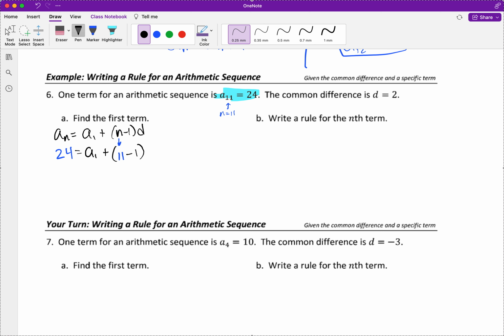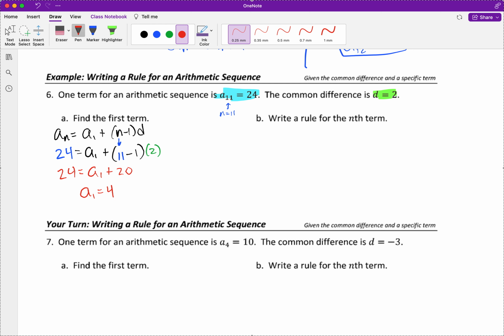I have the minus 1 there. And then they told me what the D value was way over here. The D value was 2, so I'm going to do times 2. And so when I fill in the things here, you can see that I have an equation that only has one unknown, which is A1. I'm going to be able to figure out what this value is. So I'll have 24 equals A1 plus, so 11 minus 1 is 10, times 2 is going to be 20. And so I'm going to get that A1 equals 4.